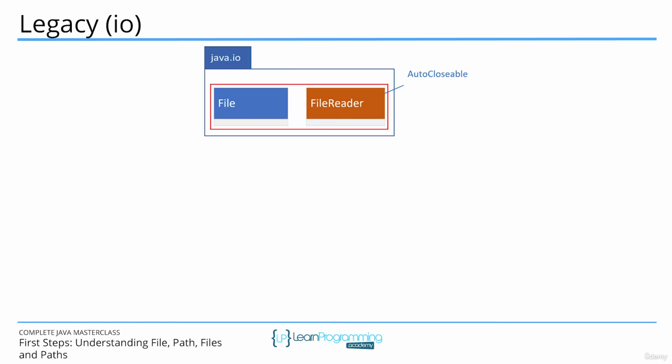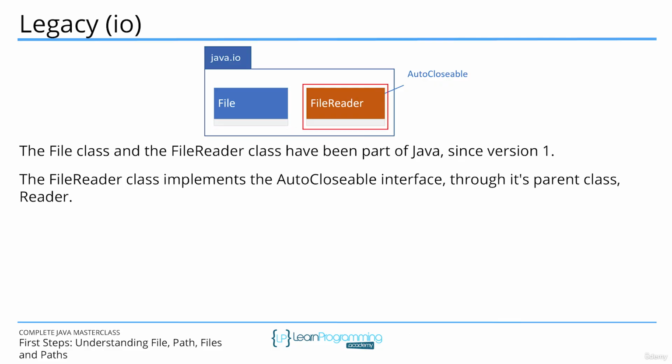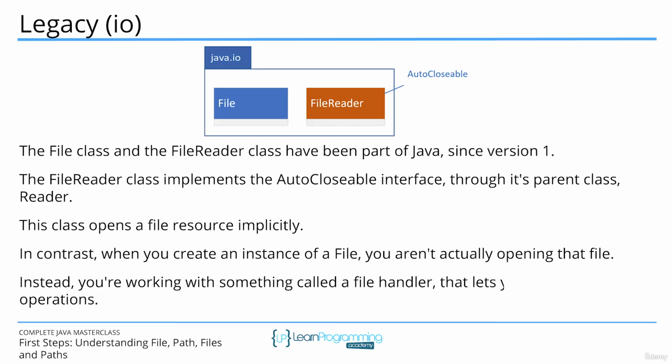Here are the two in the java.io package. The File class and the FileReader class have been part of Java since version 1. The FileReader class implements the AutoCloseable interface through its parent class, Reader. This class opens a file resource implicitly. I'm going to be covering this type and others like it in a later section on reading data from files. In contrast, when you create an instance of a File, you aren't actually opening that file. Instead, you're working with something called a file handle that lets you perform OS-like operations. Let me get back to the code and examine this class.